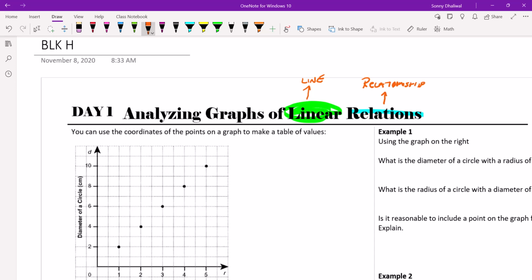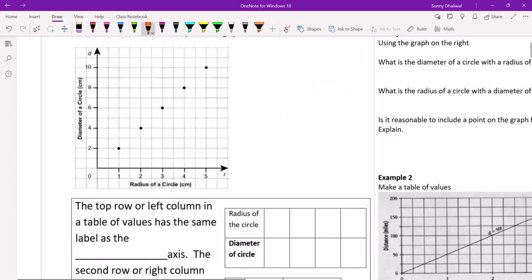Now, the first part of the day is going to be hopefully a review from grade 7, grade 6. And I'm going to maybe put a little twist on it. Maybe some of your other teachers didn't emphasize certain things.